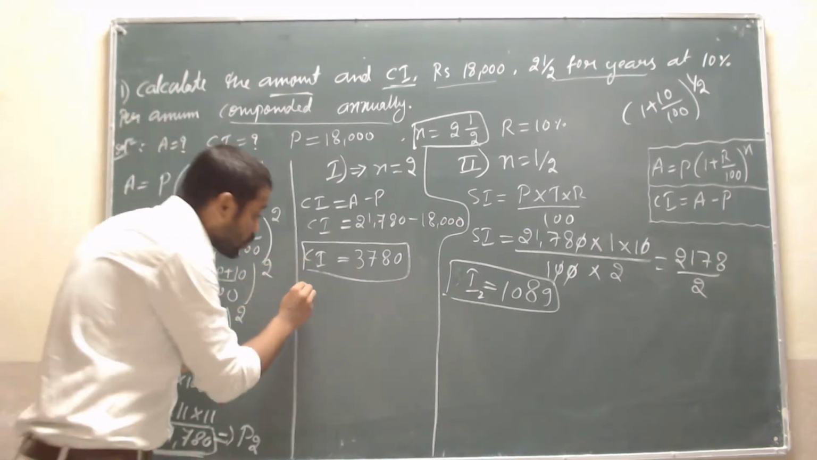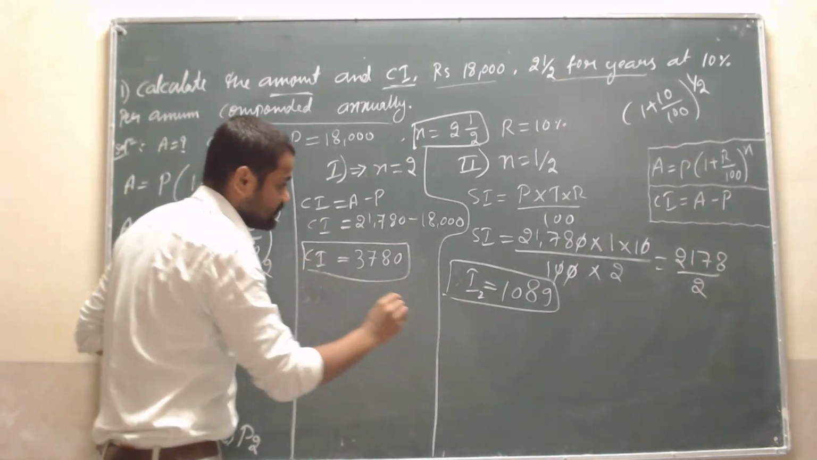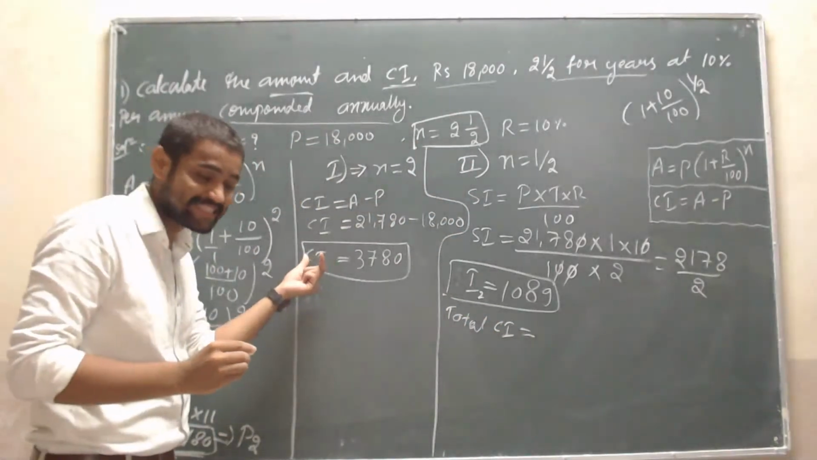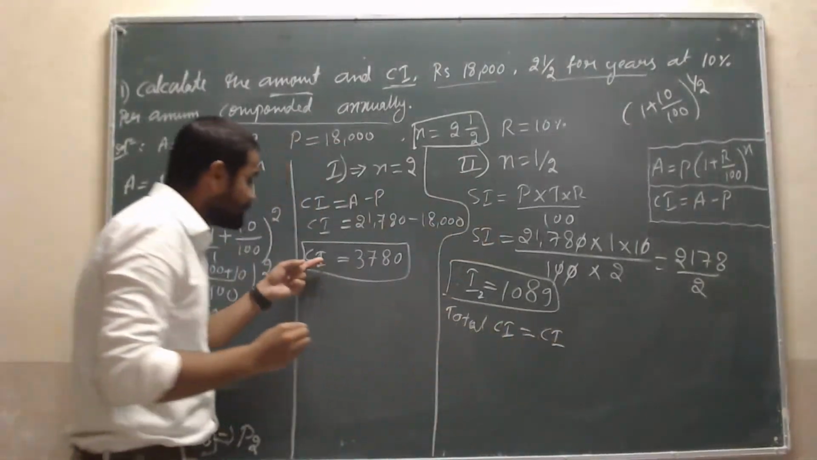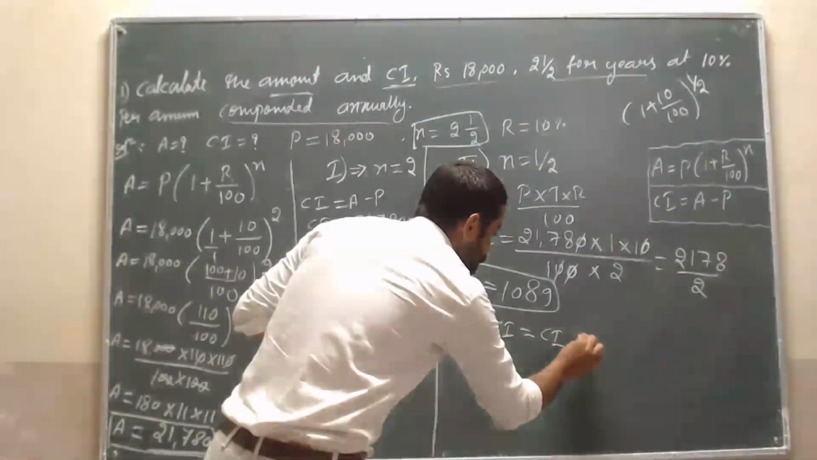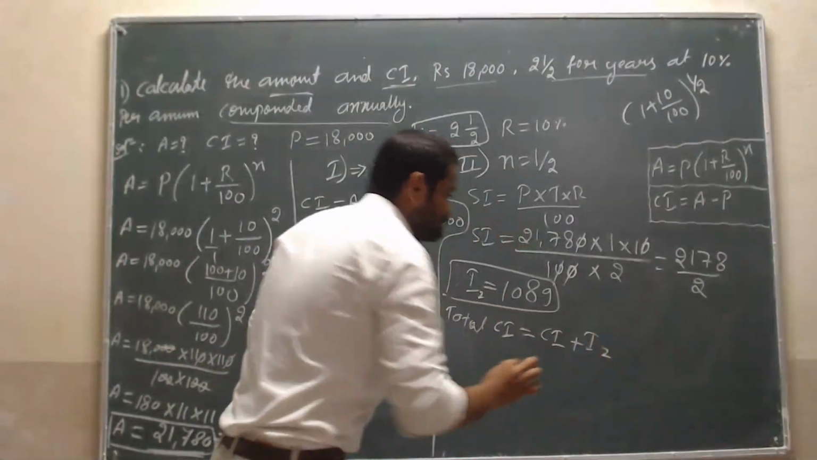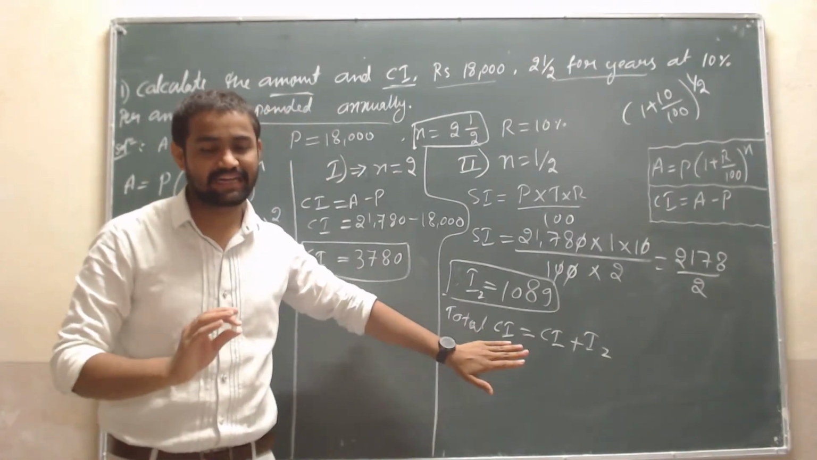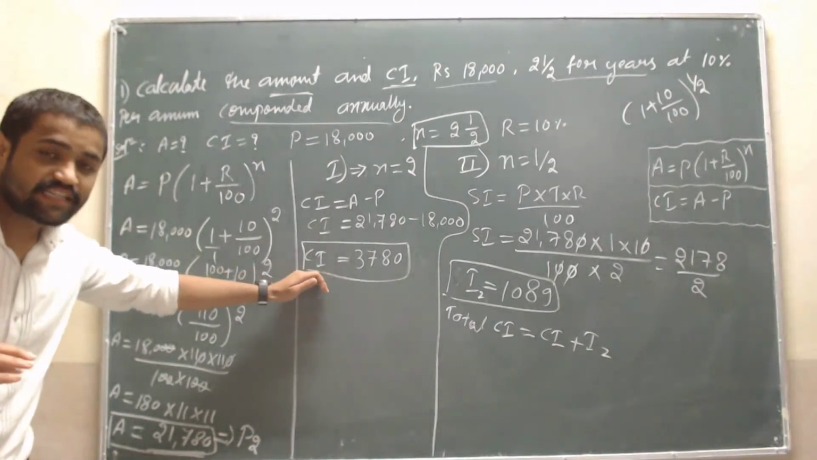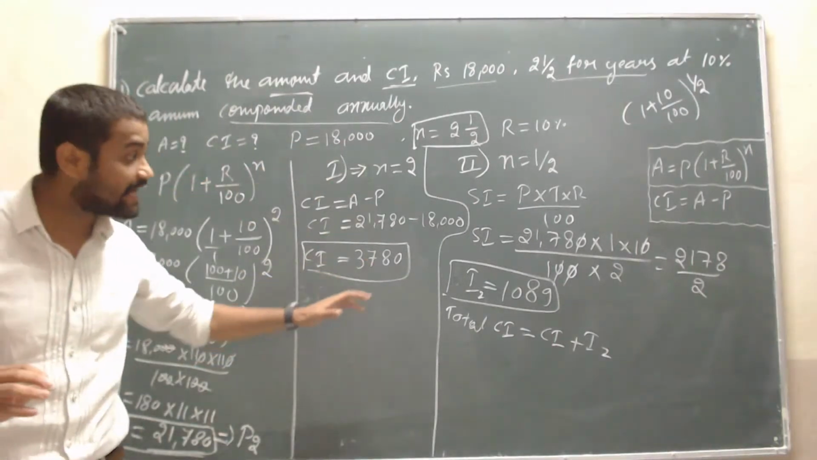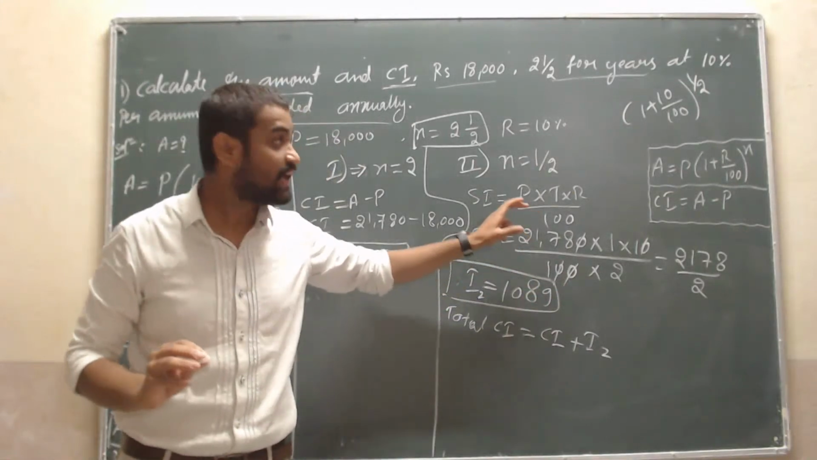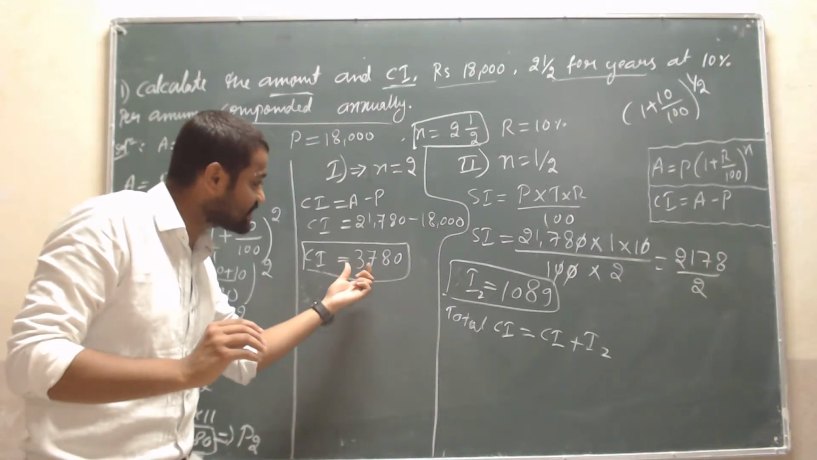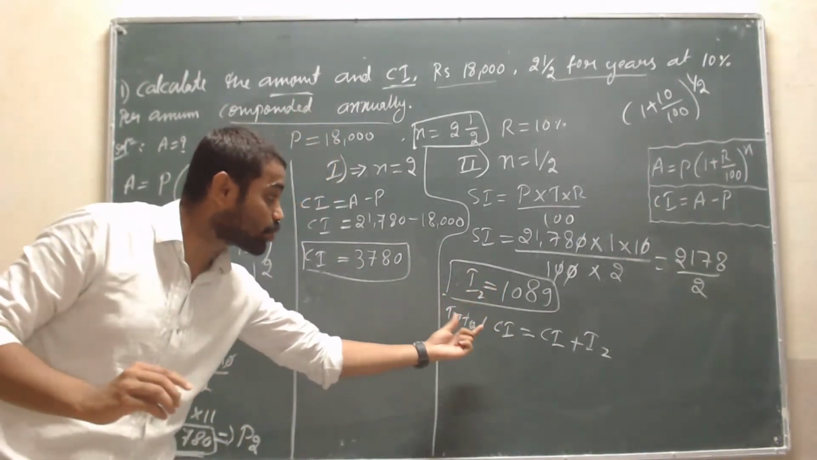That's why I will write here, total compound interest is equal to this CI plus this I2. You just have to understand, no? See here, this compound interest is for only 2 years and this interest is for half a year. And here we have the time period 2.5 years. That's why we add this CI and this I2, we will get the total CI.